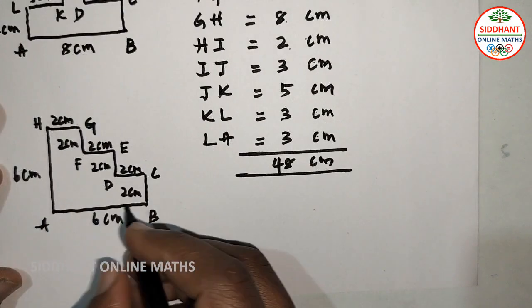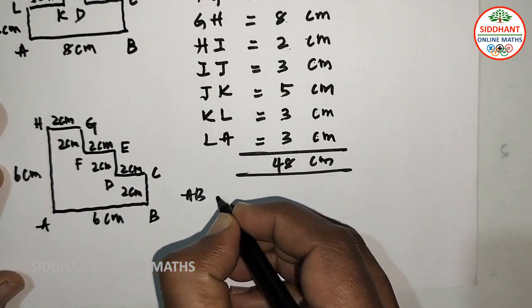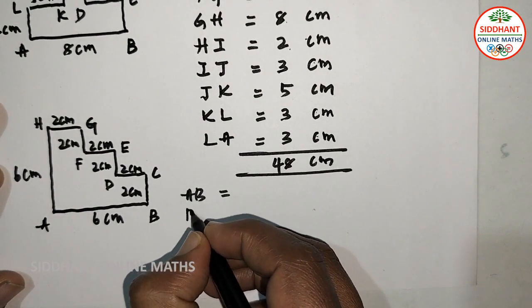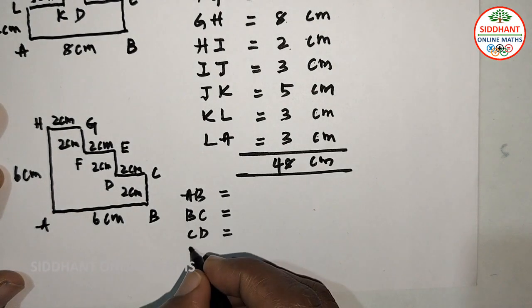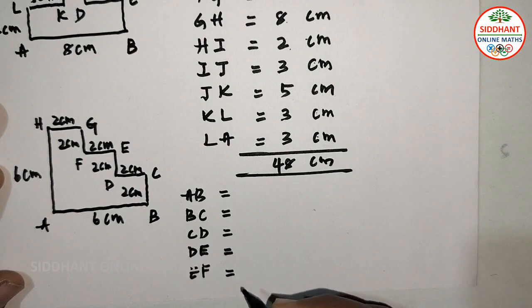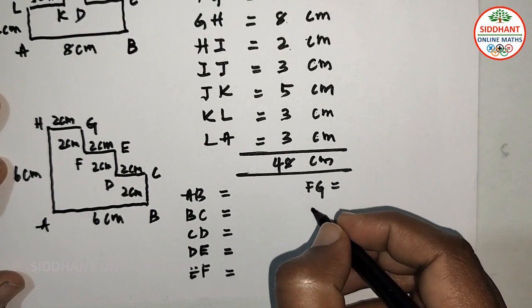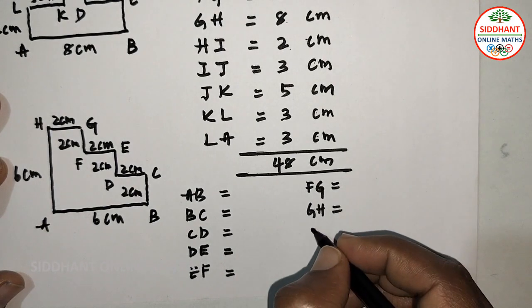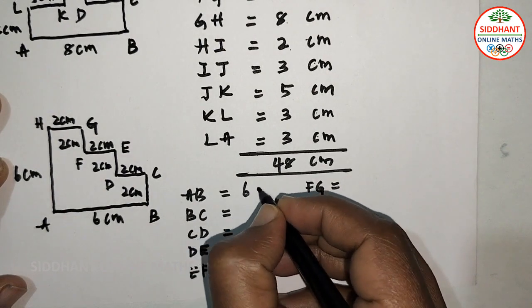Next, third shape. So here the data given is AB, next BC, next CD, next DE, next EF, next FG, next GH, next HA.